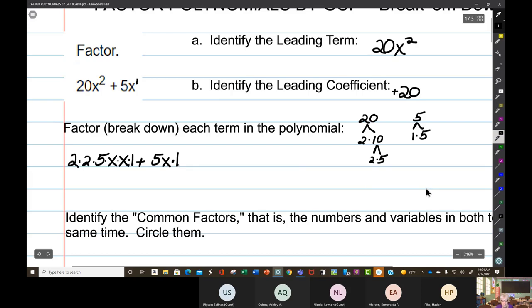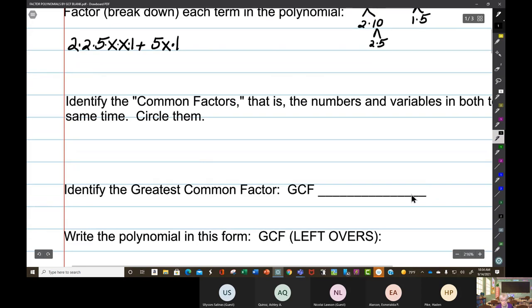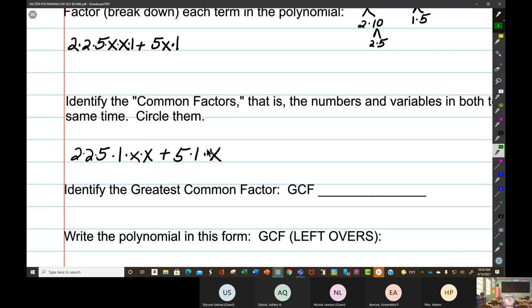Now I'm going to identify the common factors. So I'm going to rewrite these. 2 times 2 times 5, let's put the 1 there with the other numbers, times x plus 5 times 1 times x. And I'm going to circle the numbers that are in both terms at the same time. So I'm going to get a green marker. Both terms, nope. This term does not contain a 2. Remember that the terms are separated by plus signs. So this is one of your terms, and this is one of your terms.